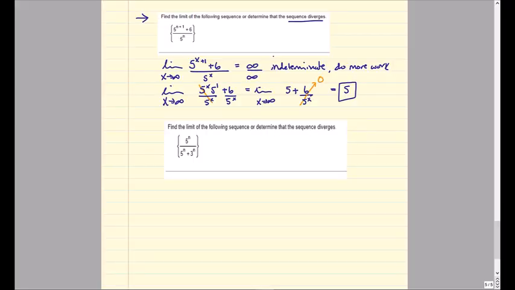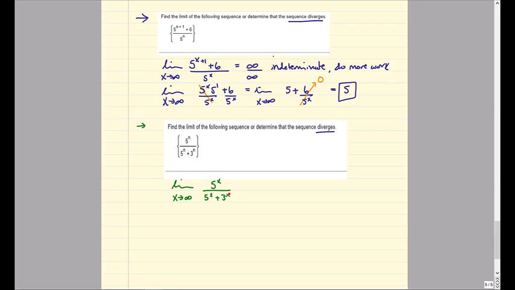Now this next one, we're kind of doing the same thing. It says find the limit of the sequence and determine if it goes toward a particular value of finite limit or if it diverges. So right away, let's go ahead and rewrite this in terms of x, or real numbers. And then we have 5 to the x all over 5 to the x plus 3 to the x.